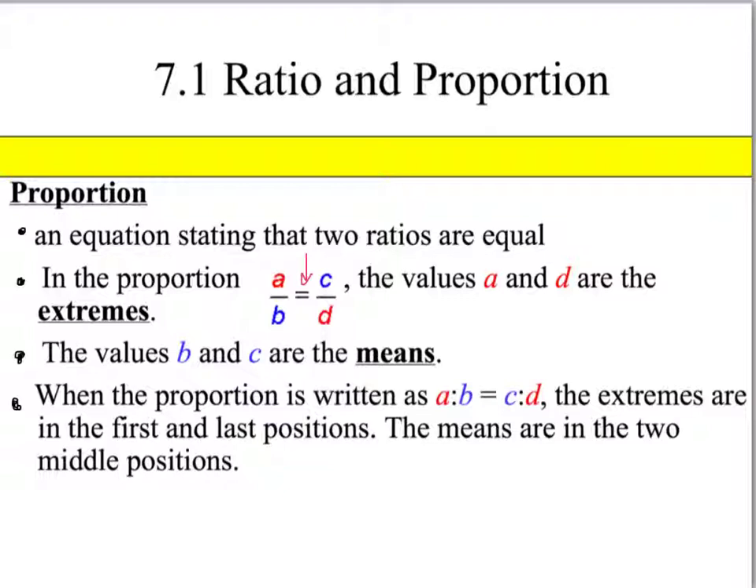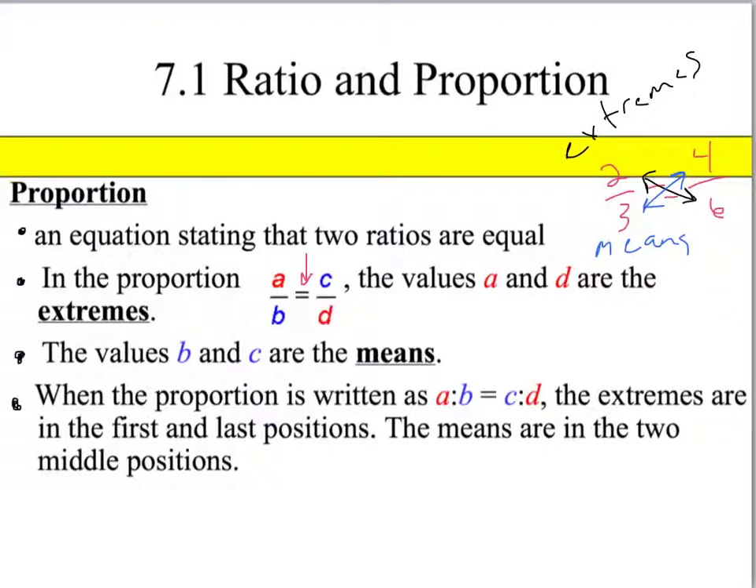So in a proportion, 2 ratios are equal to each other. If you look at a ratio of 2/3 and 4/6, those two make a proportion because those 2 ratios are equal to each other. So if you look at this proportion, the values A and D are known as the extremes, and B and C are opposite of one another. So A and D, 2 and 6 in this proportion, are the extremes, and 3 and 4, which are my B and C, are known as my means.